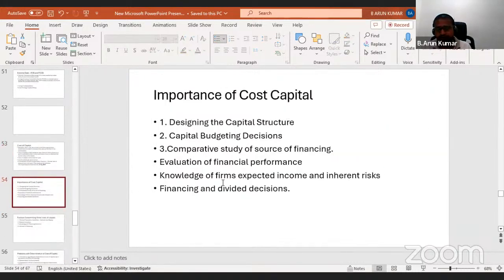Then why do we need this cost of capital? The main importance of the cost of capital is designing the capital structure. Designing the capital structure means the cost of capital is a significant factor.